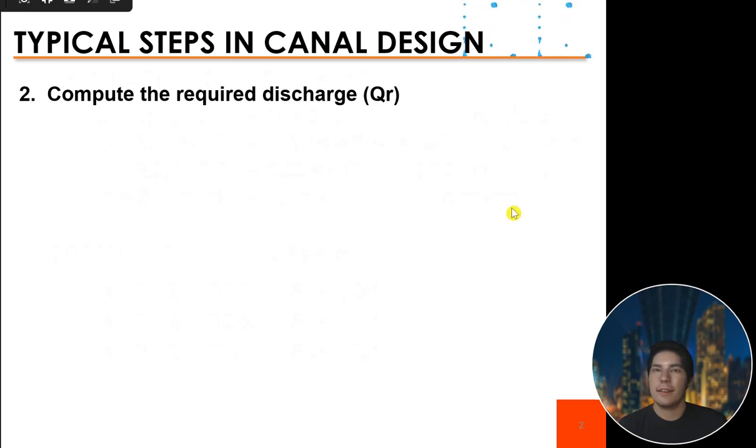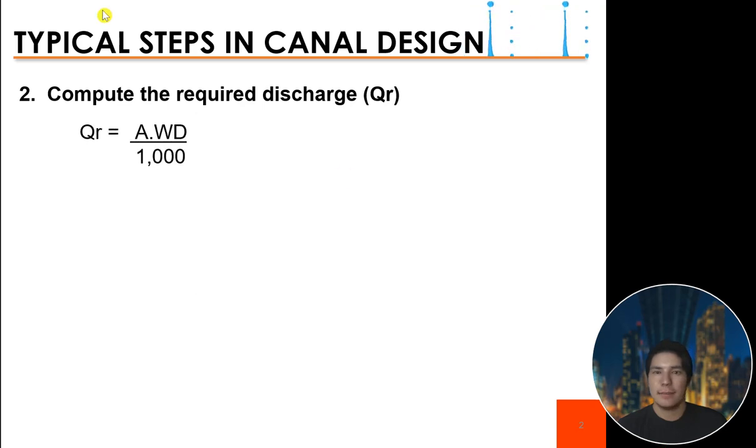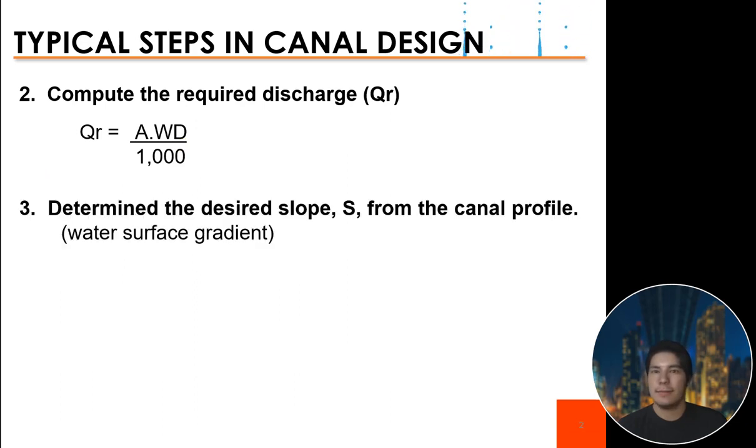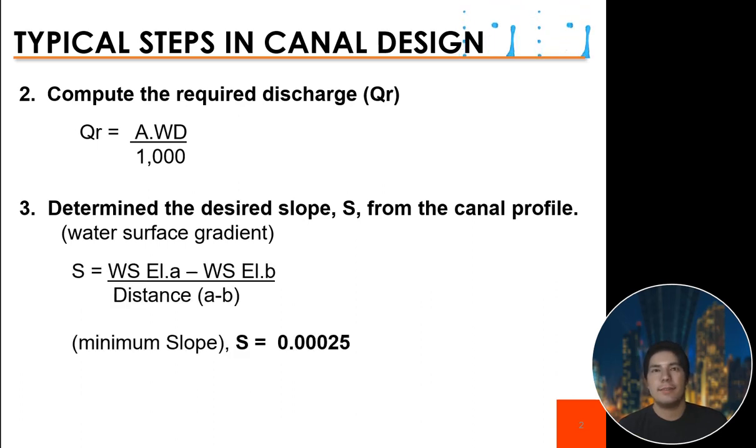Okay, so next na gagawin natin is we need to compute for the required discharge. So meron tayong formula for that. That is just equal to the area multiplied by the water duty divided by 1,000. And we need to determine the desired slope S for our canal profile. So we have water surface gradient, which is equal to the water surface elevation A minus water surface elevation B over the distance AB. So yung minimum slope is S equal to 0.0025.